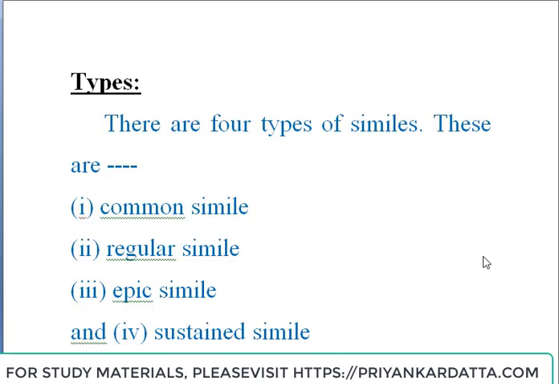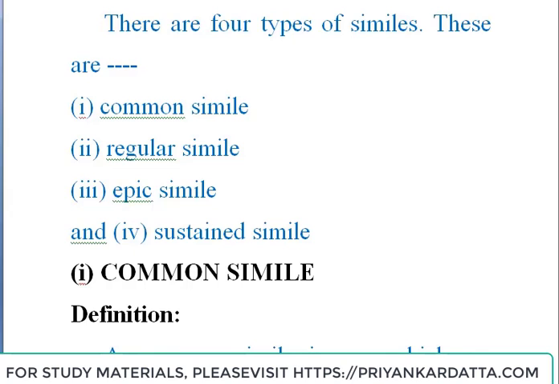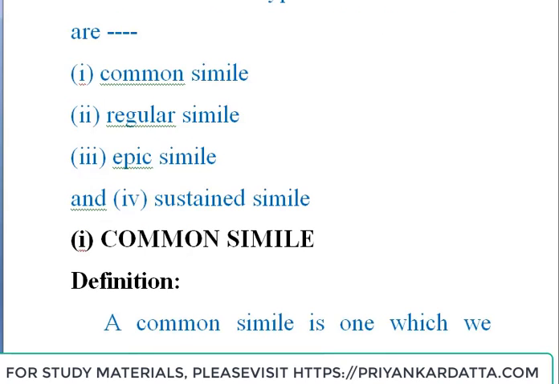There are four types of simile. These are common simile, regular simile, epic simile, and sustained simile. Those who are acquainted with famous epics like Paradise Lost or The Faerie Queene, you have known obviously about epic simile. But the other types of simile may not be known to you. So, whatever the matter is, let us focus on the first type of simile, which comes under the heading here, common simile.